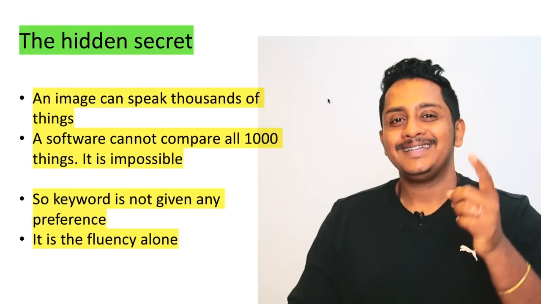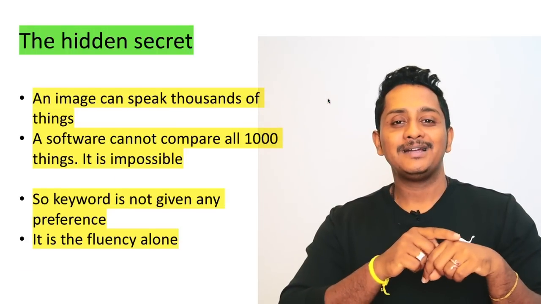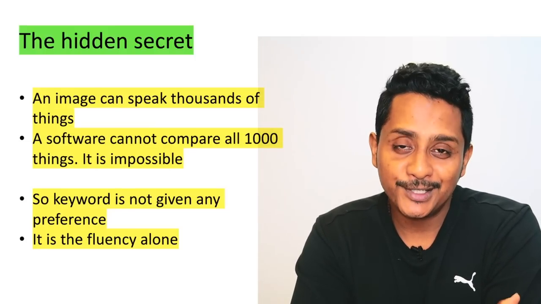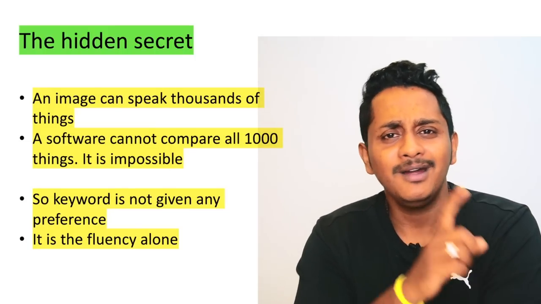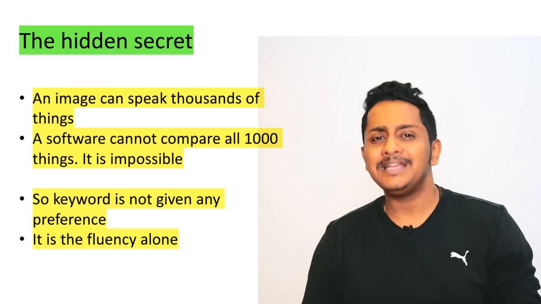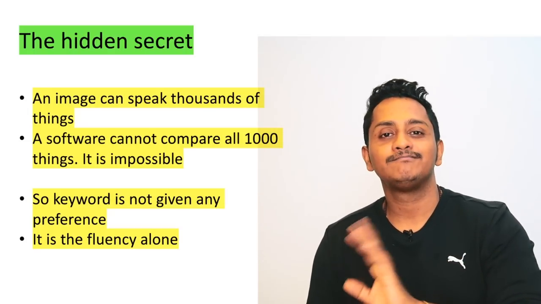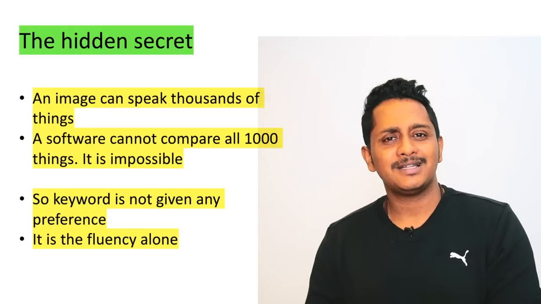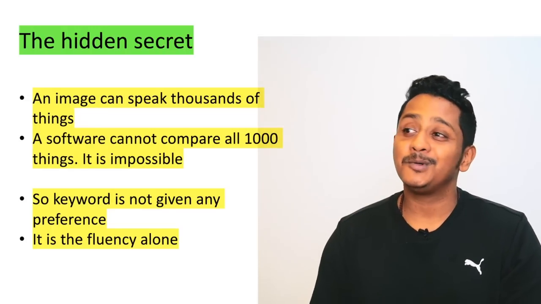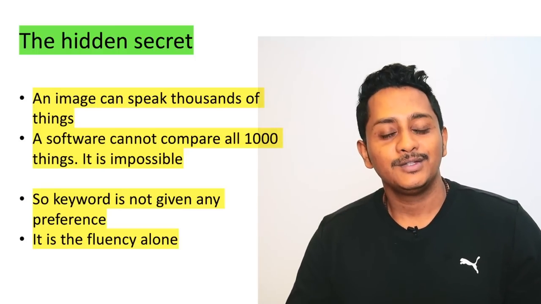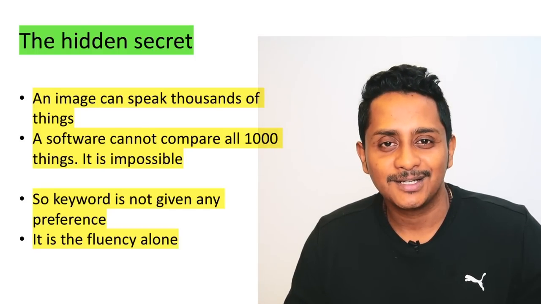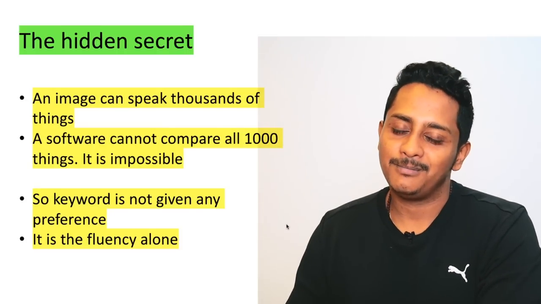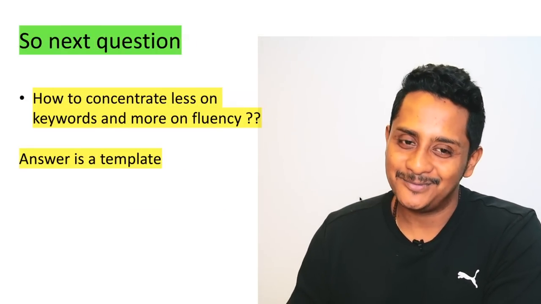The hidden secret: an image can speak 1,000 things. If I ask 20 people to look at the image and speak, all 20 will speak differently, but not in read aloud. All 20 have to speak the same. There, content matters to some extent. Here, no. A software cannot possibly compare all 20 people's answers, all 1,000 people's answers, isn't it? Because everyone is right in their own way. So it's impossible to judge whether you're speaking correctly or not. So keywords are not given any preference here. You can trust me on this, it is the fluency alone.